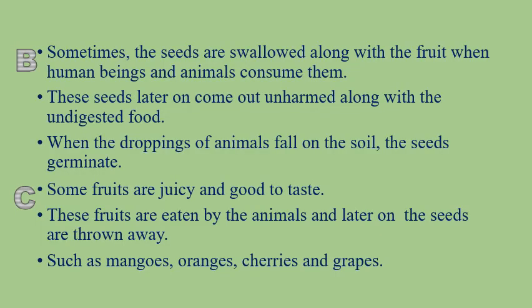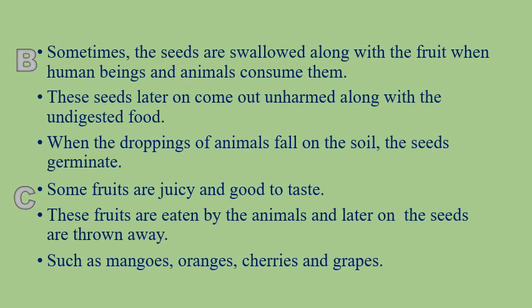The second method by which seeds are dispersed by animals is that sometimes the seeds are swallowed along with the fruit by animals and we human beings who consume them. These seeds later on come out unharmed as they are not digested in the body. They come out as it is with the undigested food. And when the droppings of these animals fall on the soil, these seeds might germinate under favorable conditions.